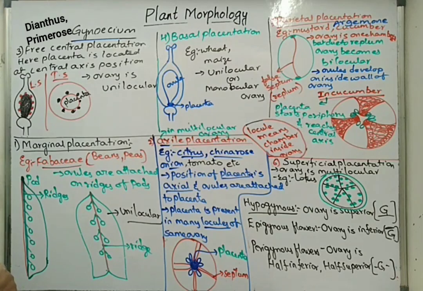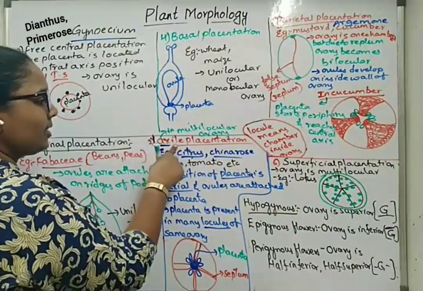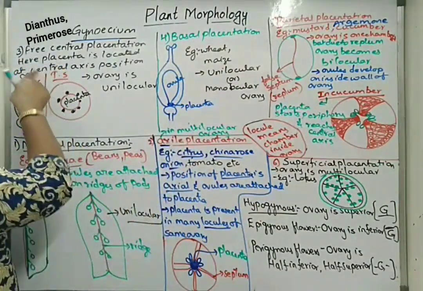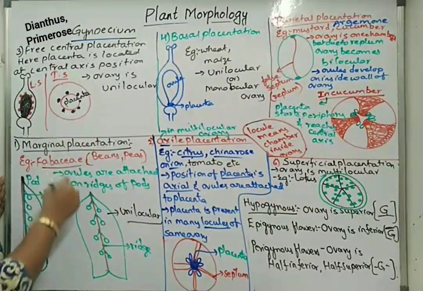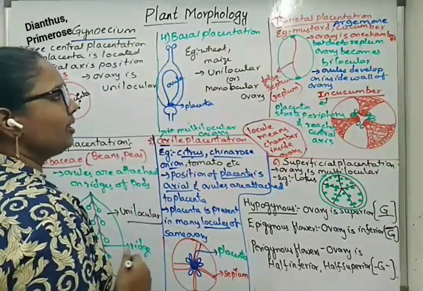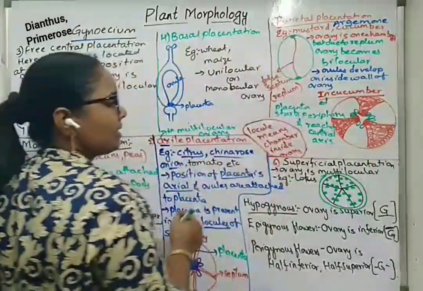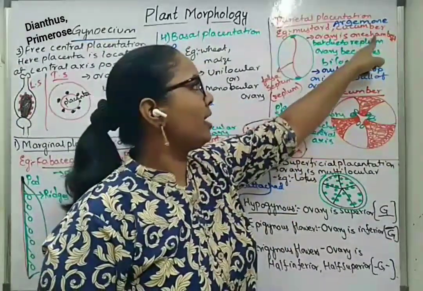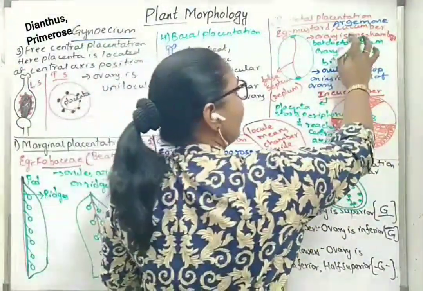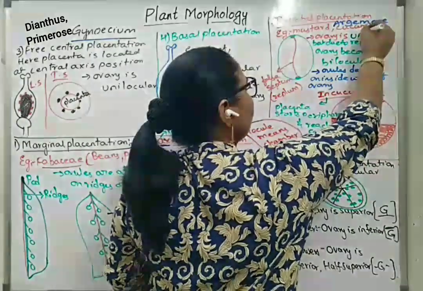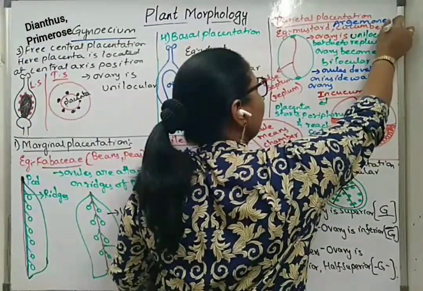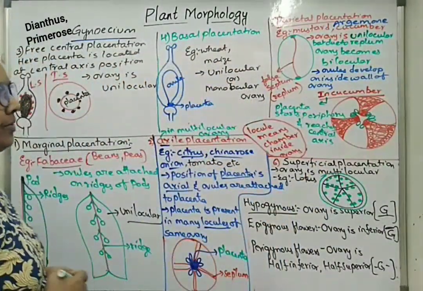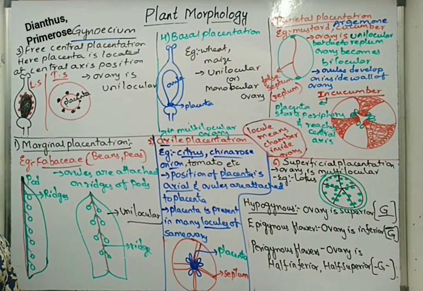So these are different types of placentations. Again I'm telling, marginal placentation, unilocular. Axial placentation, multilocular. Free central placentation, again unilocular. Basal placentation, unilocular. Parietal placentation, it is unilocular, but it appears as bilocular. One chambered I have written. So instead of that we can write unilocular. Next, in superficial placentation, it is multilocular. Example is lotus.